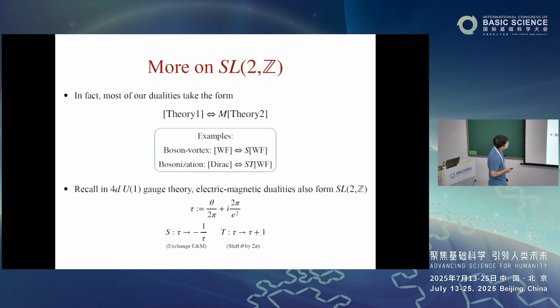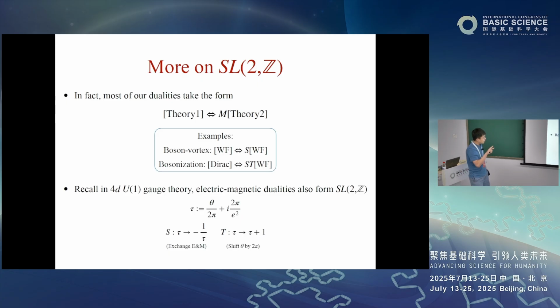There is another context where this SL2Z appears very naturally. Recall that in 4D, 3 plus 1D U1 Maxwell gauge theory, there is a set of electric-magnetic dualities generated by SL2Z. Formally, the way to think about this is you can express the gauge coupling in this way. The imaginary part is basically your fine structure constant, the inverse of that, and the real part is your theta angle divided by 2 pi.